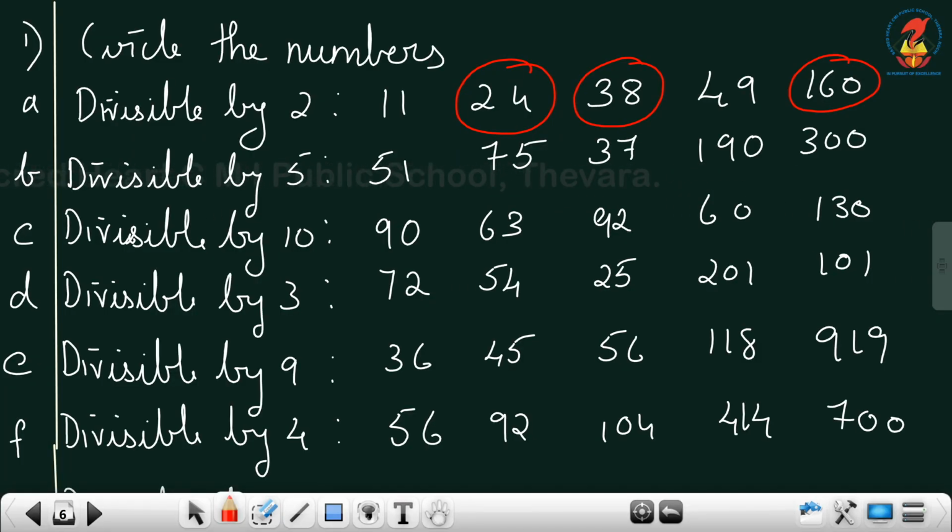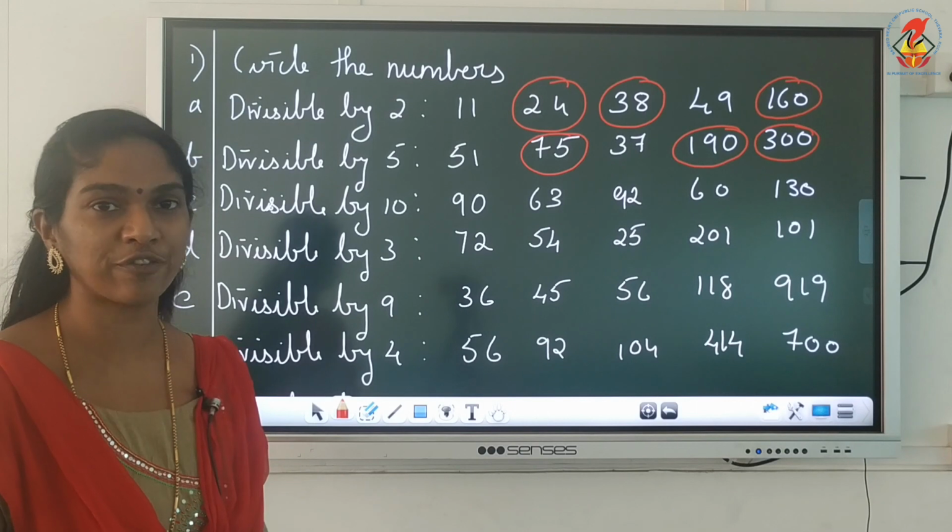What is the condition? The last digit should be either 0 or 5. Yes, you have a number here ending with 5. You have a number here ending with 0. Here also you have a number ending with 0. So these are the numbers divisible by 5.